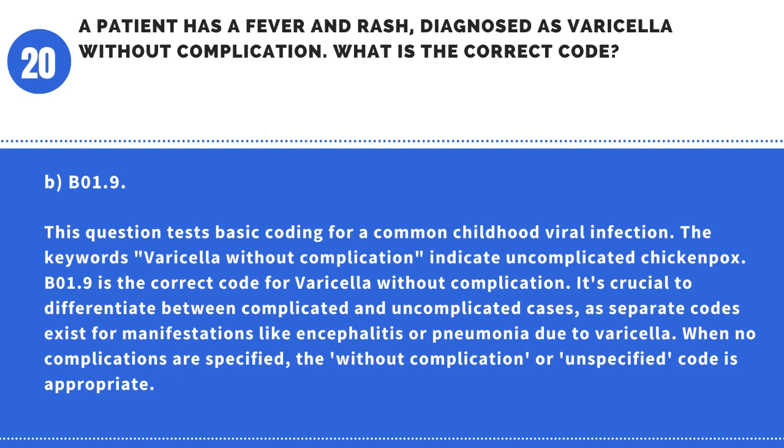B01.9. This question tests basic coding for a common childhood viral infection. The keywords varicella without complication indicate uncomplicated chickenpox. B01.9 is the correct code for varicella without complication. It's crucial to differentiate between complicated and uncomplicated cases, as separate codes exist for manifestations like encephalitis or pneumonia due to varicella. When no complications are specified, the without complication or unspecified code is appropriate.